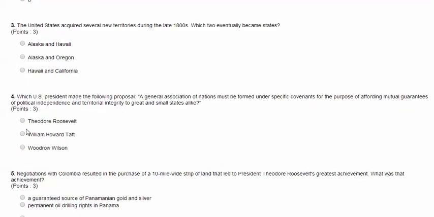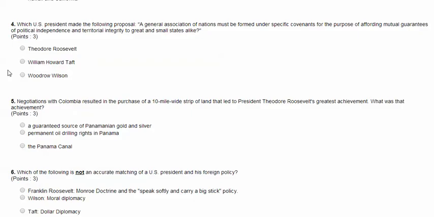Number 3, the United States acquired several new territories during the late 1800s, which 2 eventually became states: Alaska and Hawaii, Alaska and Oregon, Hawaii and California. Number 4, which U.S. president made the following proposal? Quote, a general association of nations must be formed under specific covenants for the purpose of affording mutual guarantees of political independence and territorial integrity to great and small states alike. End quote. Was that Theodore Roosevelt, William Howard Taft, or Woodrow Wilson?